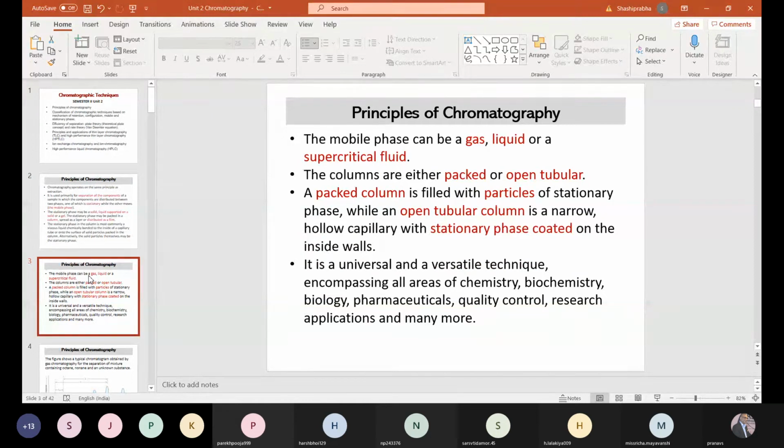Looking at the mobile phase, which has to move, we know gas could be a potential candidate for that. Liquid also moves. So liquid can also be a potential candidate as a moving phase, as the mobile phase. And the third kind of phase, which we call a supercritical fluid. The first two, gas and liquid, are natural forms. Supercritical fluid is not a natural form. It has to be created. It has to be generated.